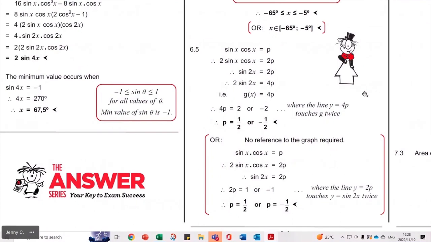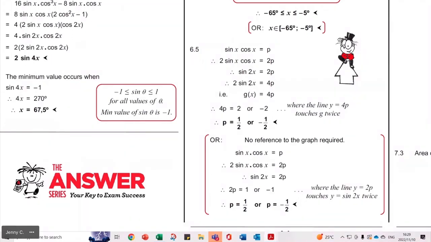One way is by relating it to the graph. It didn't say anything about relating it to the graph. It just said determine the values of P. So one way of doing it is to get it into G of X, and you get G of X is 4P. Then you've got to realize that there have to be exactly 2 real roots. Well, I'm going from minus 180 to 180. Where will there be 2 real roots? Only at the turning points. In other words, 4P must be either at the top at 2 or at the bottom at minus 2, and you get what P is.